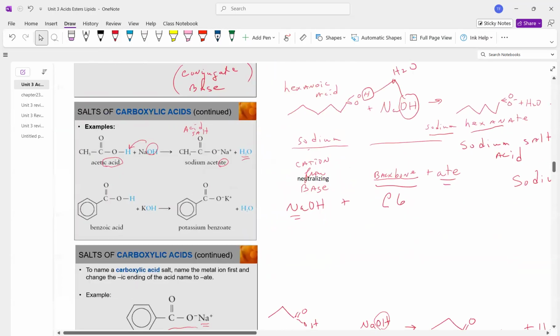If we're starting with a benzoic acid, what we end up with is benzoate. Now, sodium benzoate is used a lot in commercial cooking, particularly. Does anyone know what it's used for? Who's heard of sodium benzoate? Okay, all 3 of you.